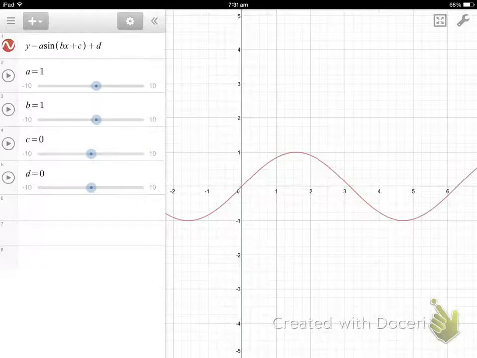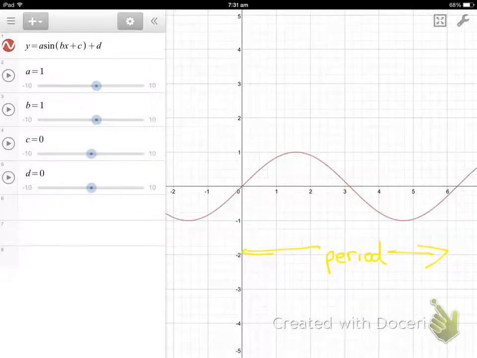Now the most important part is that you will notice that it completes one cycle here. This is the period. Sorry for the colour, I didn't bother changing it. I suppose I better change it. Do it in red. Alright, that's the period between there and there.